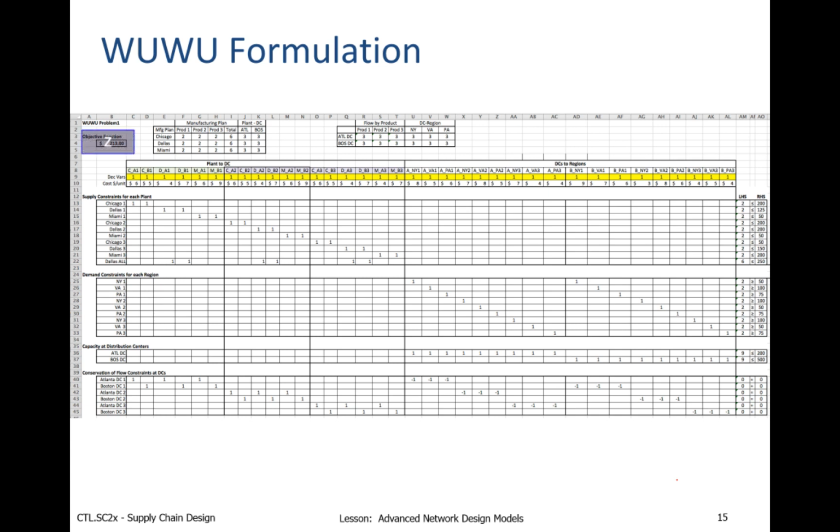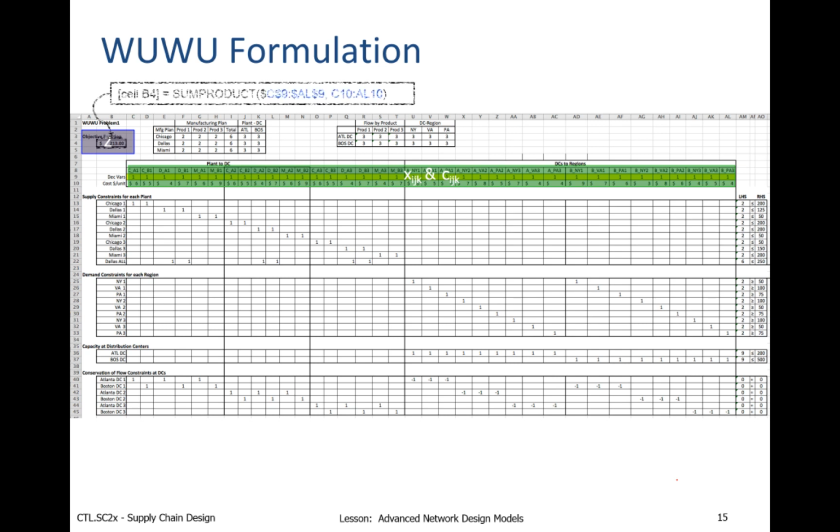I've got my objective function up here in cell B4. And then I've got all my decision variables that I keep in yellow. They're in row 9. And right beneath that is the individual cost. And so the XIJs and the CIJs, IJKs are there. And cell B4 is just the sum product of my decision variables and their respective costs. Same thing as it's been for every model we've done.